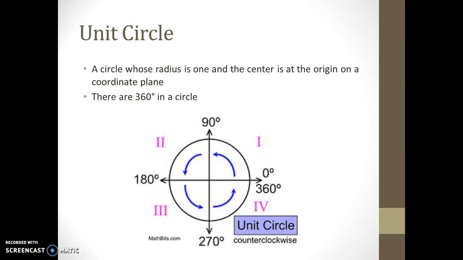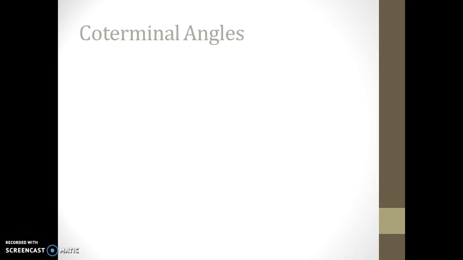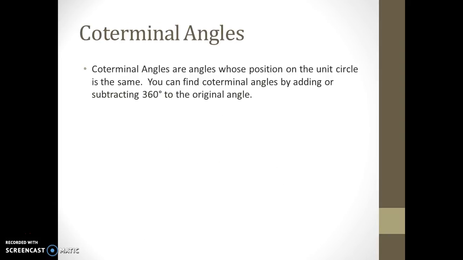The 0 degrees is always on the positive x-axis, and as you go counterclockwise, you count positive, so 90 degrees, 180, 270, 360, and it would continue to go around over and over again. You would continue to count positively as you move counterclockwise. If you move clockwise, you would count negatively. All right? Coterminal angles are angles whose position on the unit circle is the same.